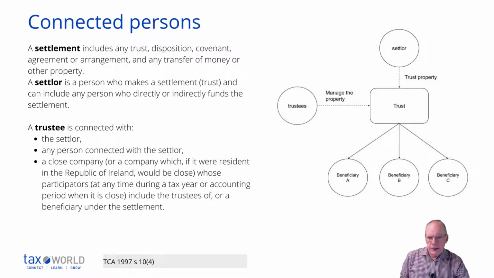And lastly there you can see a closed company. Trustees connected with a closed company whose participators, these are essentially the shareholders, include the trustees of or a beneficiary under the settlement.